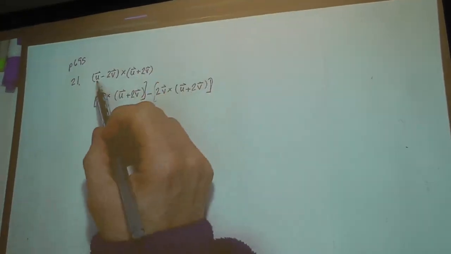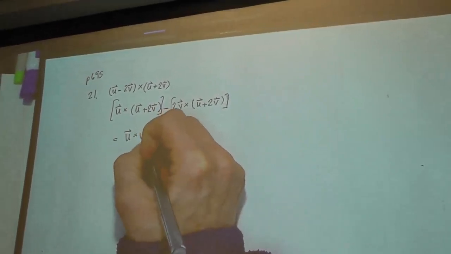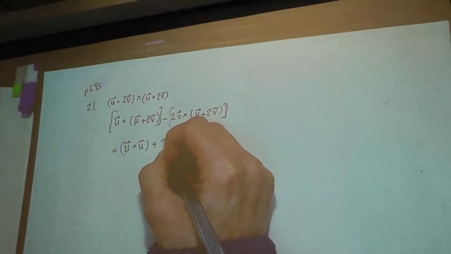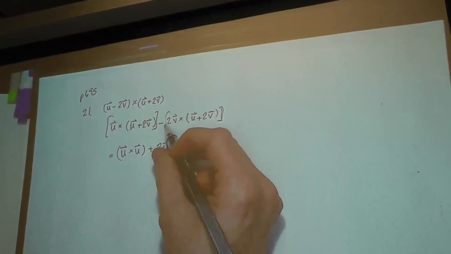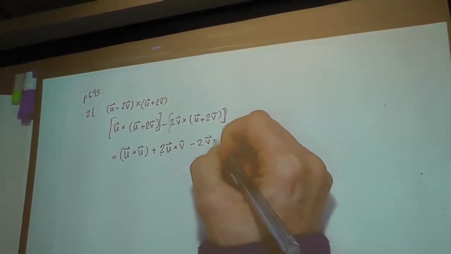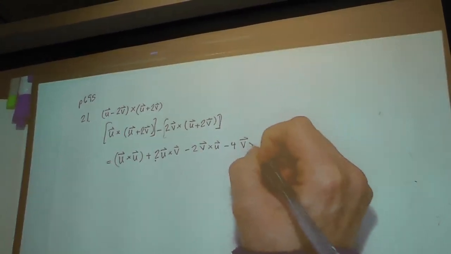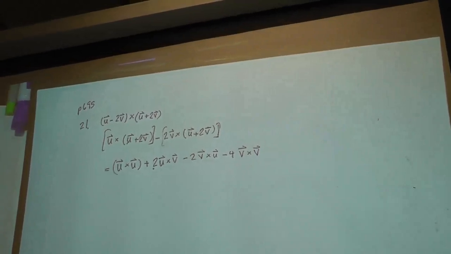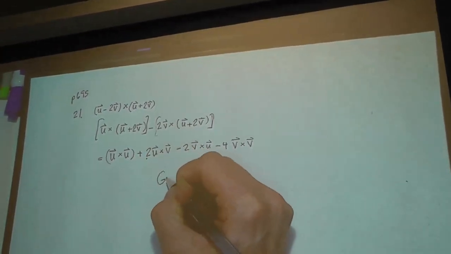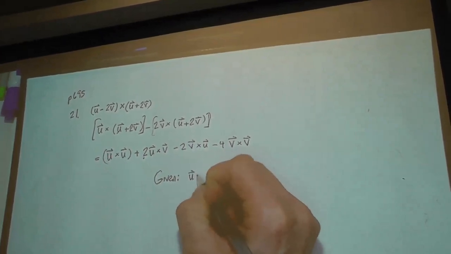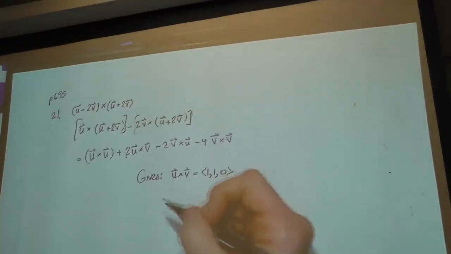Computation. So all I'm doing is I'm just distributing this, and then this ends up being U cross U plus 2U cross V. I can pull a constant out front of cross products, and we'll have minus 2V cross U and minus 4V cross V. Okay. Now they do give you some information, so let me see, we don't have any W's. In the problem, they tell you that U cross V is this. And that's all we need to worry about.